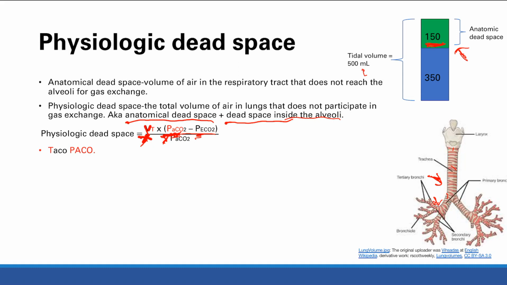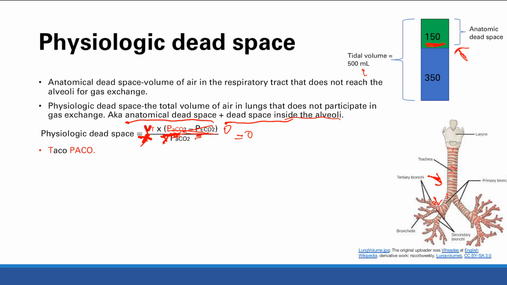If you want to understand why this equation works, let's consider this. Consider a case where the partial pressure of CO2 in the arterioles is the same as in the expired air. If they are the same, what happens? That means that you have a complete gas exchange. There was no wasted ventilation at all. And if they're the same, then this will equal 0, right? So 0 times VT equals 0. That means your physiological dead space was 0. And it makes total sense. If you had no wasted gas exchange, your physiological dead space was 0.